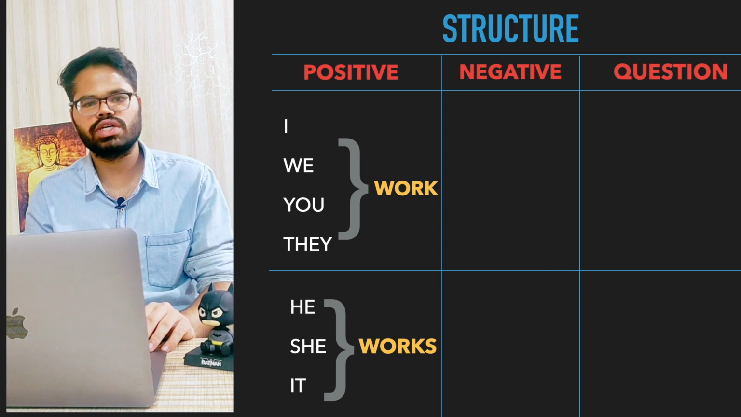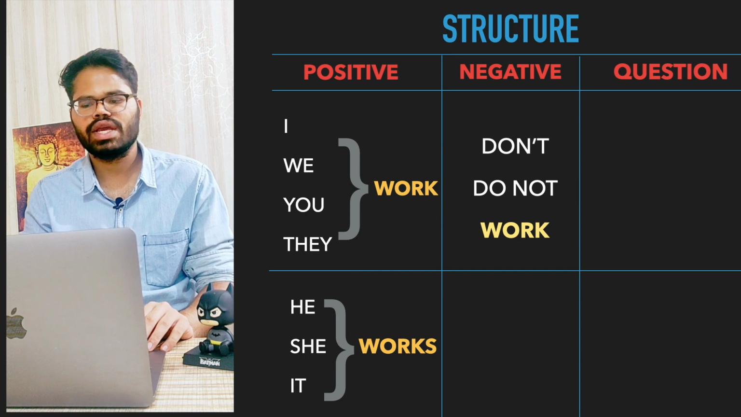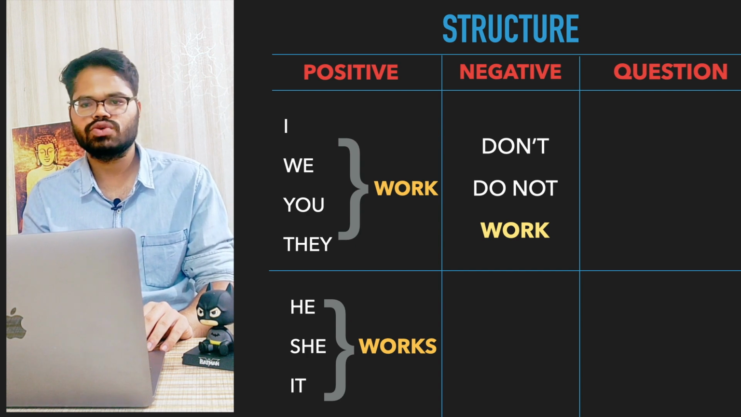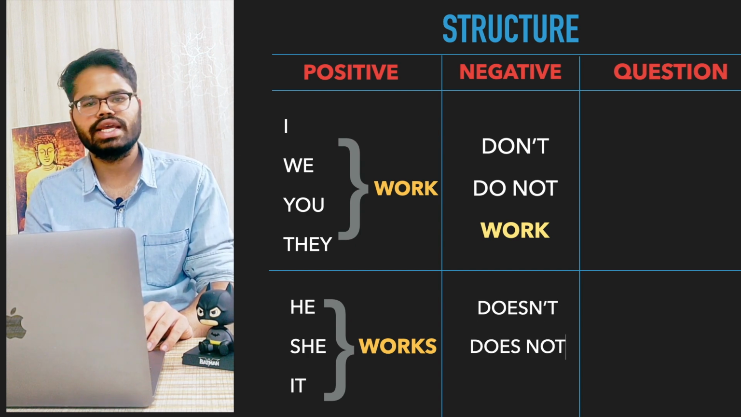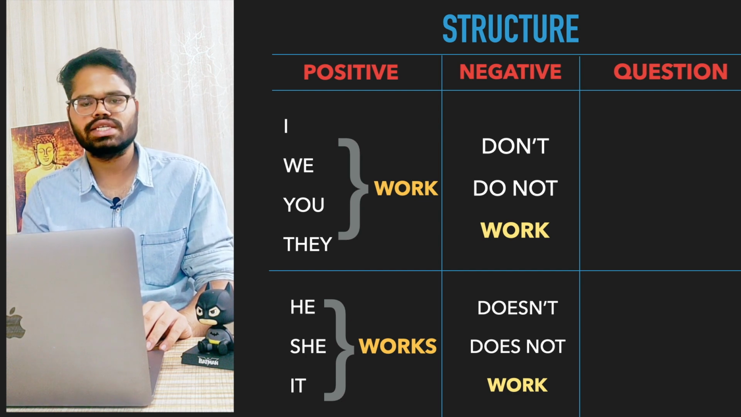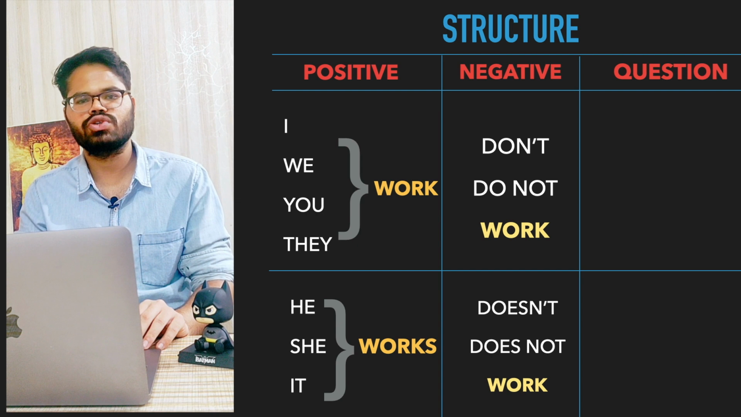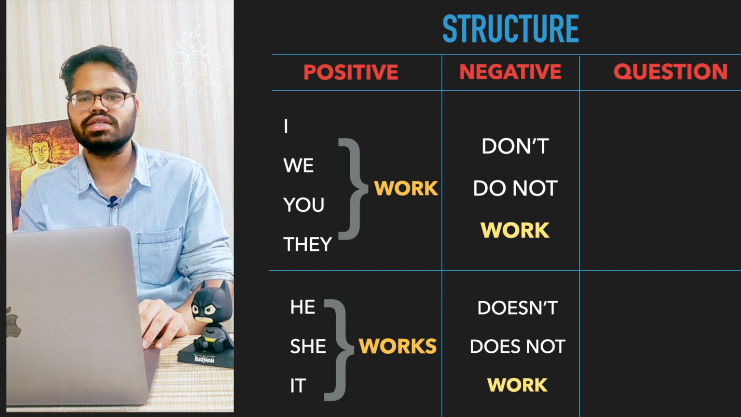If you are unaware about this concept, do let me know in the comments below and I'll make a lesson on that. To form a negative sentence, all you need to do is add do not or don't after the subject. You can say I don't work, we don't work, you don't work, they don't work. But when your subject is he, she, or it, you will be adding does not or doesn't after your subject. So it will be he doesn't work, she doesn't work, it doesn't work. It could be anything. You may be talking about your television, you may be talking about your car, and you can simply say it doesn't work or car doesn't work.